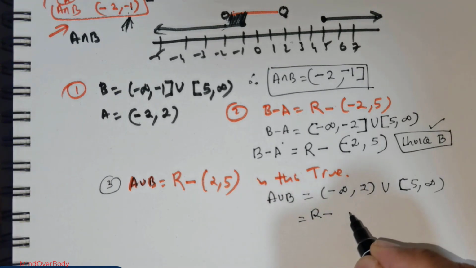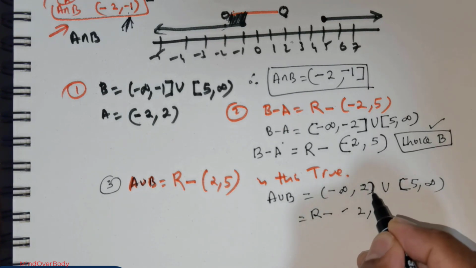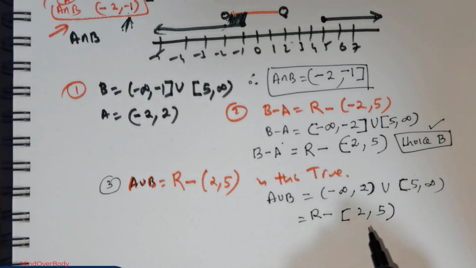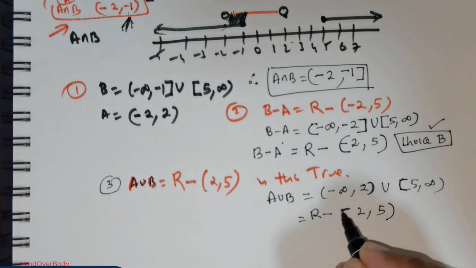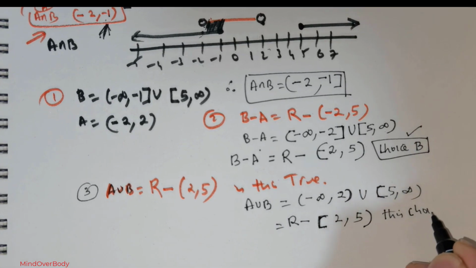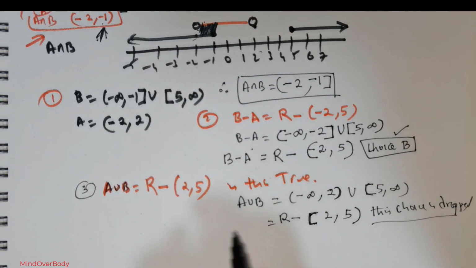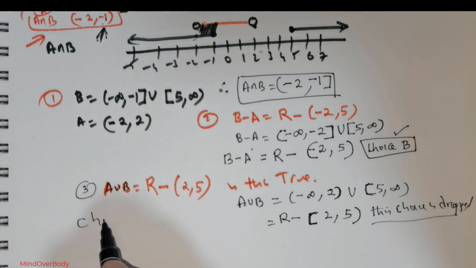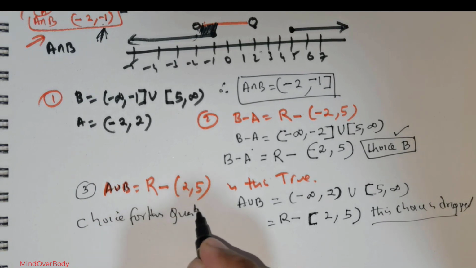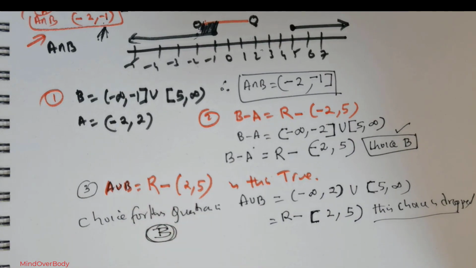So that is going to be, you got a 2 and a 5. This is open, so you place a closed. This is closed, so you place an open. Is it what we got? No, because in the choice this is given as open, and that's a problem. So this choice is dropped, and also the fourth choice. So the only choice for this question is choice B. So that's the answer for this question.